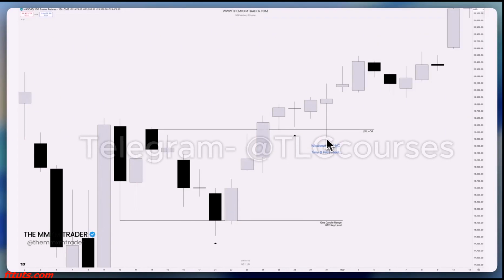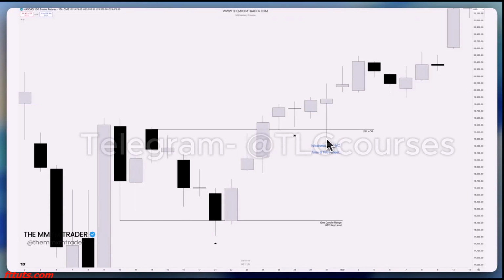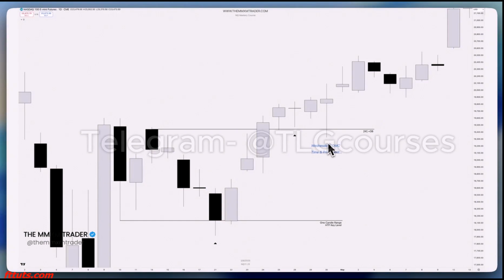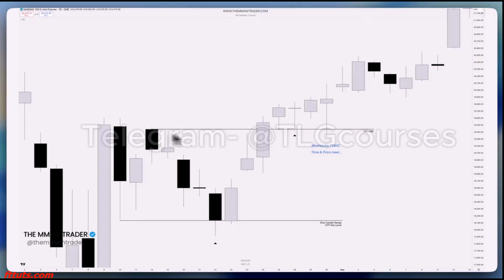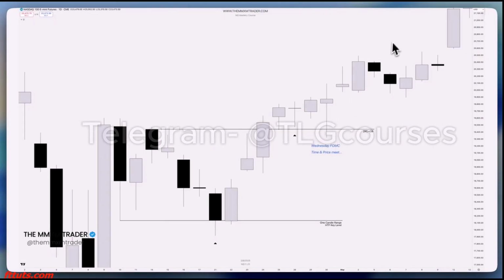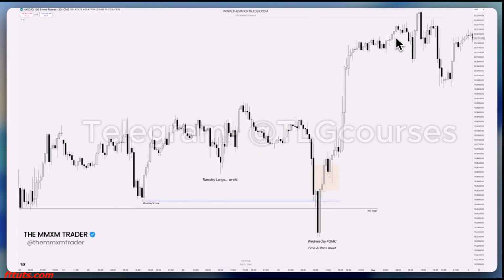So when we're looking at time on a weekly basis, it's going to be Monday, Tuesday, Wednesday, Thursday, Friday, right? Wednesday in this case had FOMC. That's why we need to keep an eye on the economic calendar as well. Wednesday then creates the low of the week. That's time and price with the high time frame key level. They meet, right? When they meet, that sets the stage for higher prices and the low of the week is set.